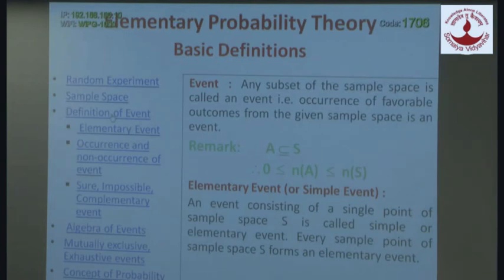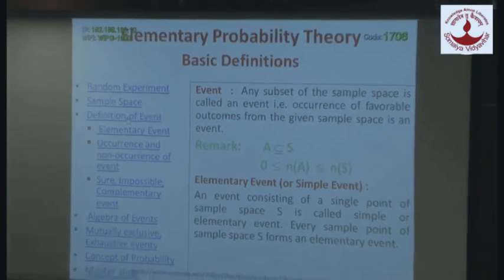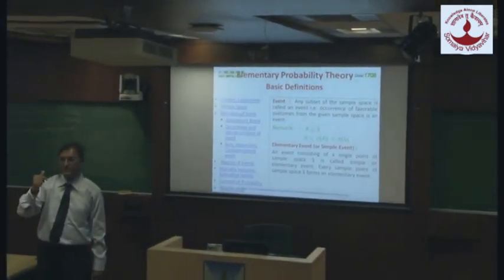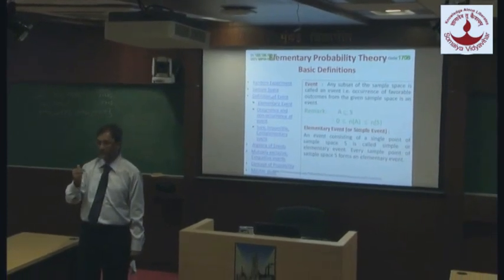Sample space is 1, 2, 3, 4, 5, 6. Now I define the event. Let us denote the event by A: the die shows an even prime number. So what is that? That is 2. So that event contains only one sample point, one outcome, which is 2, and therefore that event is a simple event or elementary event.